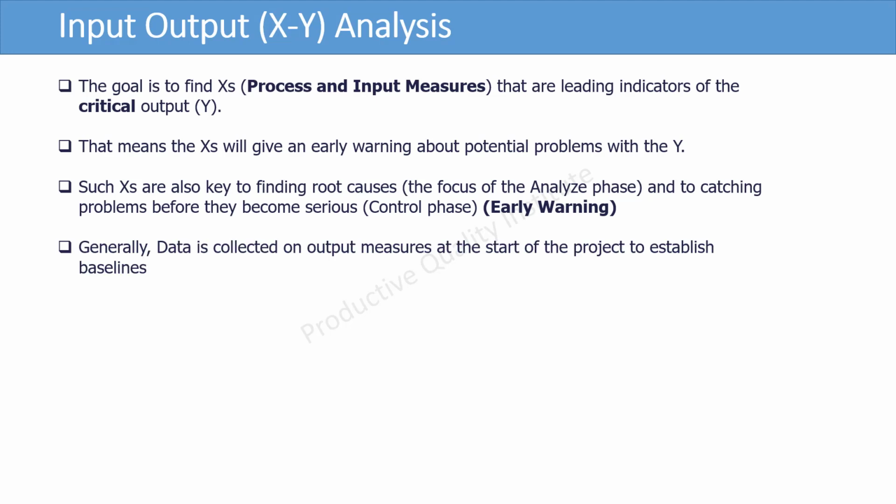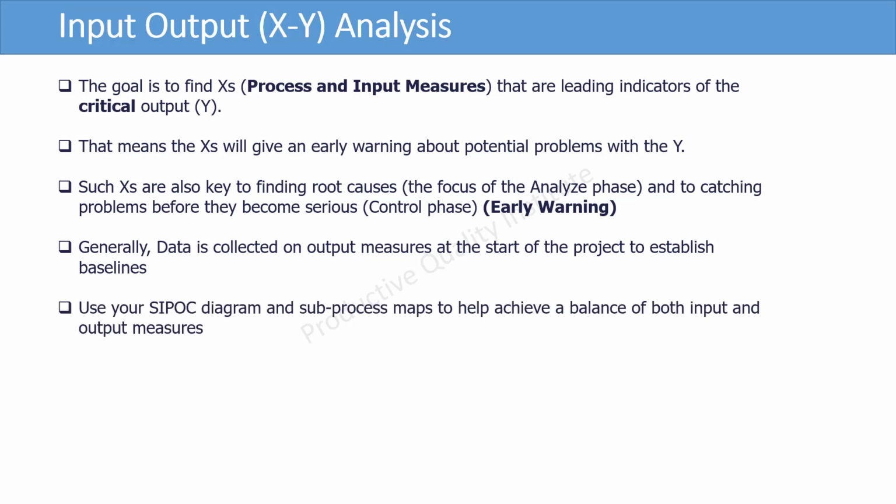Generally, data is collected on output measures at the start of the project to establish baselines. Use your SIPOC diagram and sub-process maps to help achieve a balance of both input and output measures.